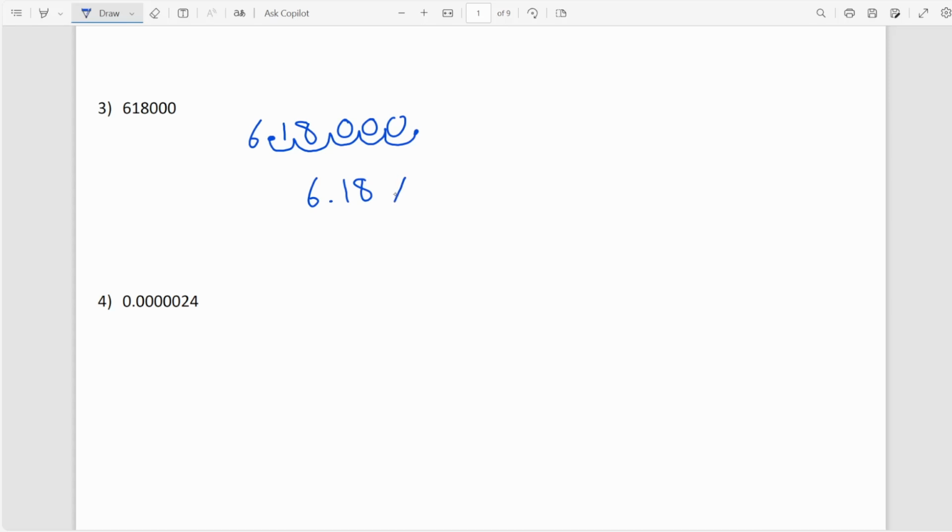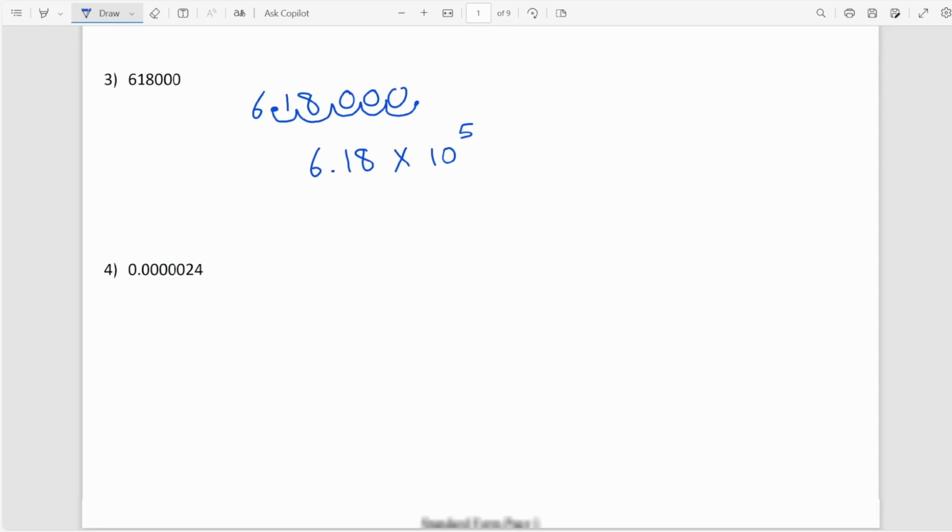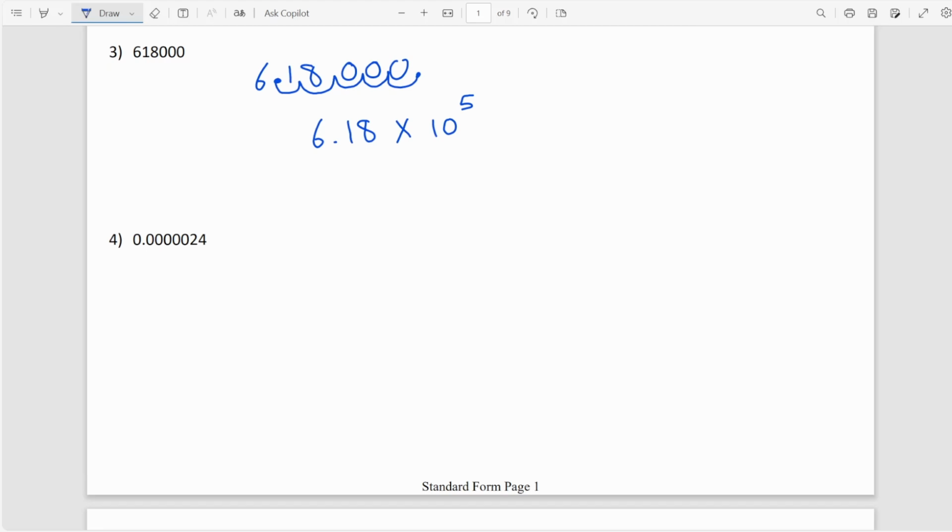So 6.18 multiplied by 10 to the power. Now we moved 1, 2, 3, 4, 5 times. And our number got smaller, so our power will be bigger, so it will be positive, so 5. Okay, so hopefully this was clear. I'm moving on to the fourth example.